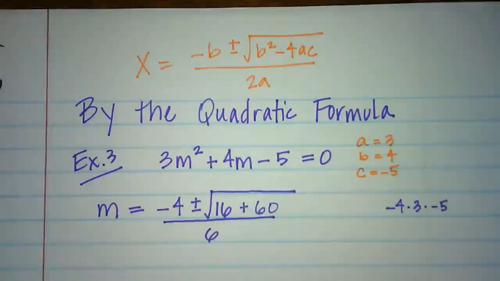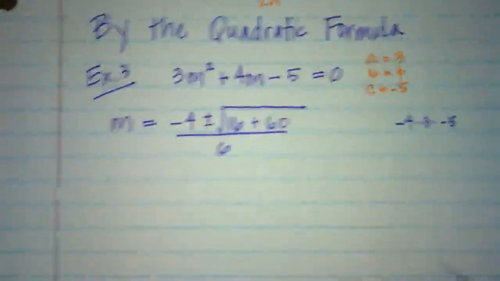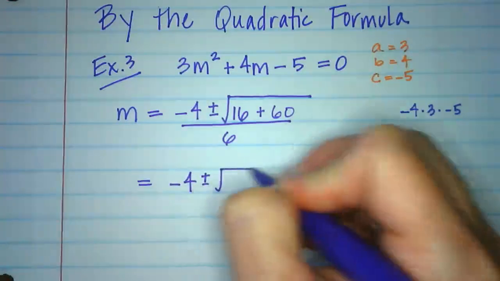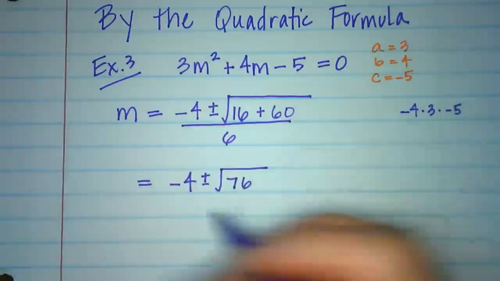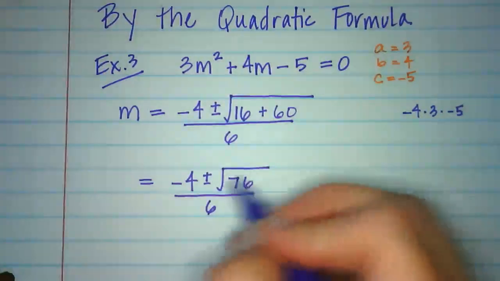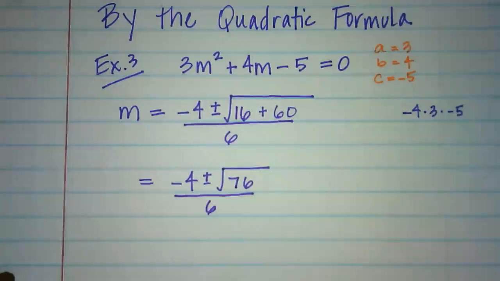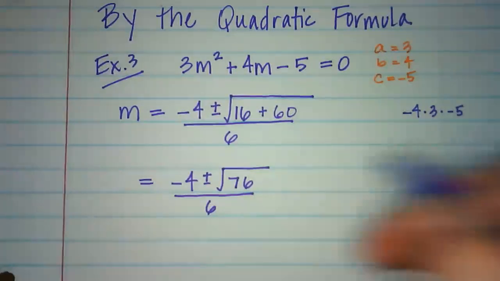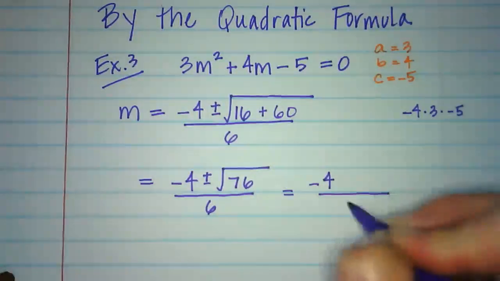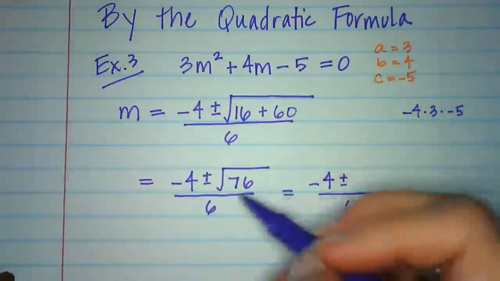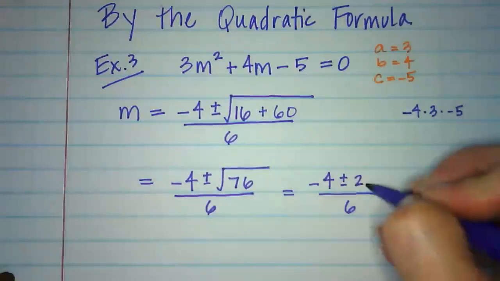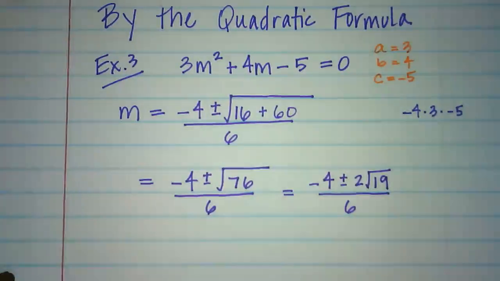All right, after that initial step, now we're just doing order of operations. So we have negative 4 plus or minus the square root of 76 over 6. All right, now we need to look and see. We know 76 isn't perfect, but let's see if we can reduce it by a perfect square root. And I'm pretty sure 4 goes into 76. So this would be 4 times 19. So that's going to be 2 root 19.